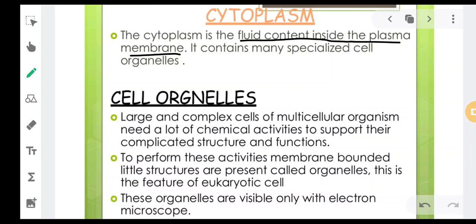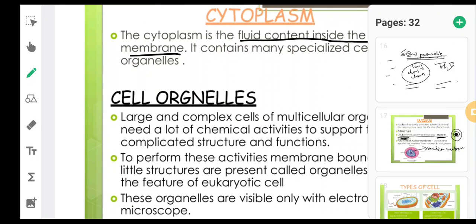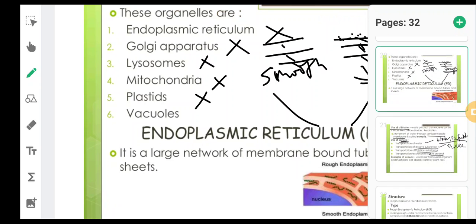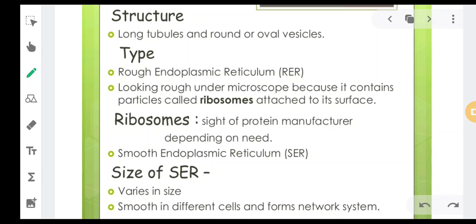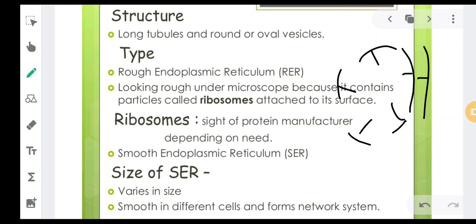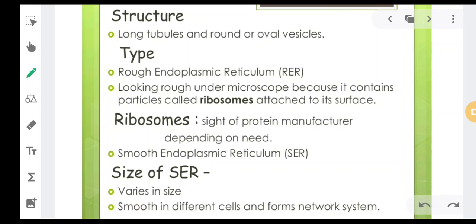So the next thing is, we will see regarding endoplasmic reticulums. They are long tubules and round or oval vacuoles, oval vesicles. They are long, and they have oval vesicles. They are separated but oval in shape, and they are generally covering the nucleus. So we will see the types of endoplasmic reticulum. There are two types, as I have told you: one is rough endoplasmic reticulum and one is smooth endoplasmic reticulum.